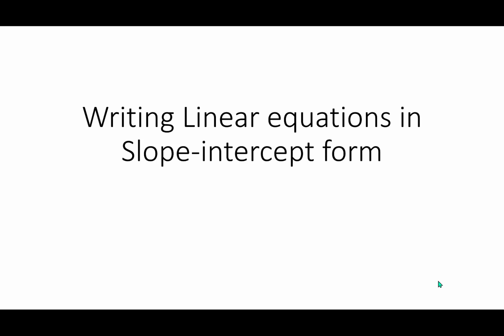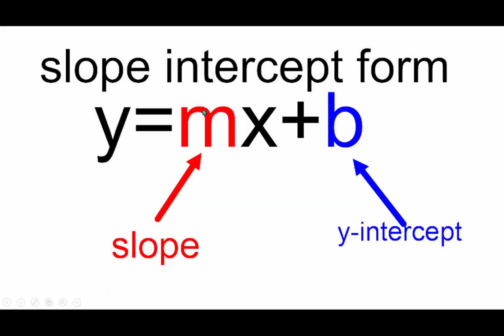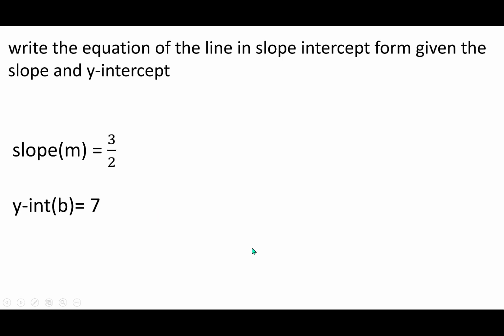All right, so today we're going to talk about writing equations in slope-intercept form. So recall, slope-intercept is y equals mx plus b, where m is my slope and b is my y-intercept. So if I want to write the equation and I'm given the slope and the y-intercept, all I have to do is plug in.